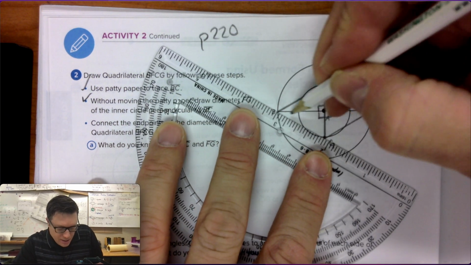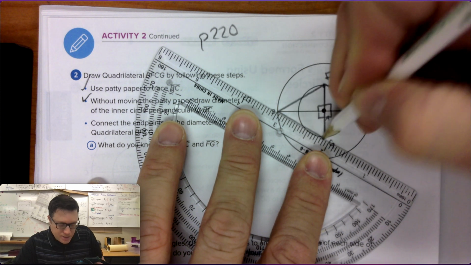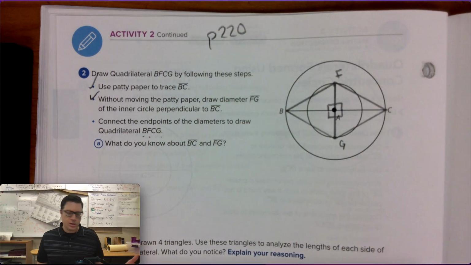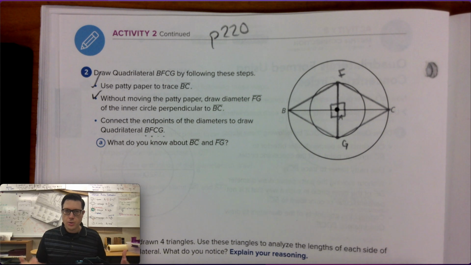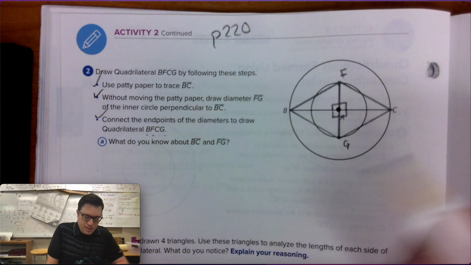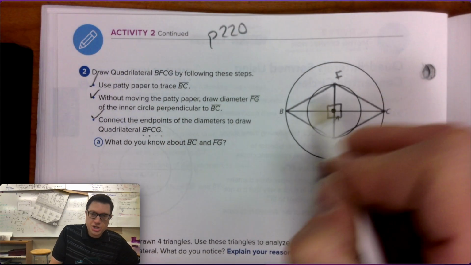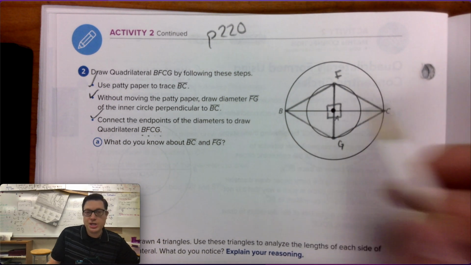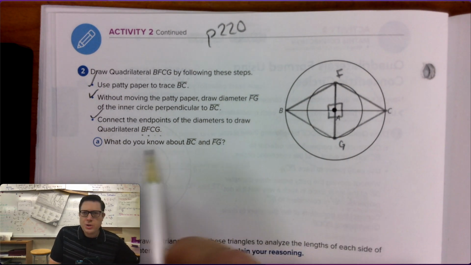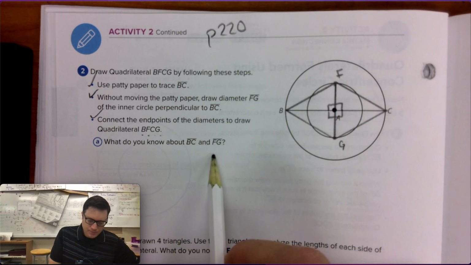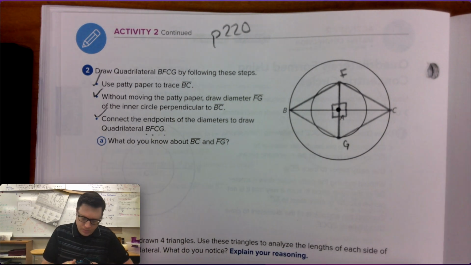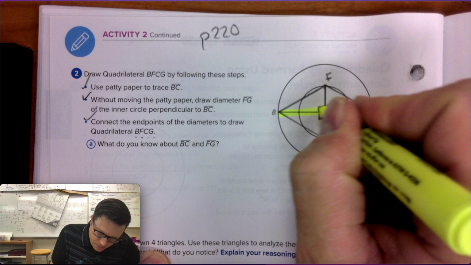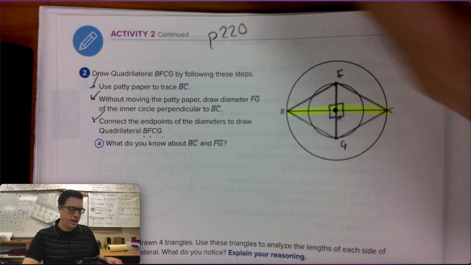So you could automatically look at this and start thinking, well, that looks like a diamond. It looks like it's got some sort of characteristics. It looks like this shape right here, BFCG, is a diamond shape. What do you know about BC? Okay, so I'm going to need to highlight that in. BC. Give it a little highlight line.